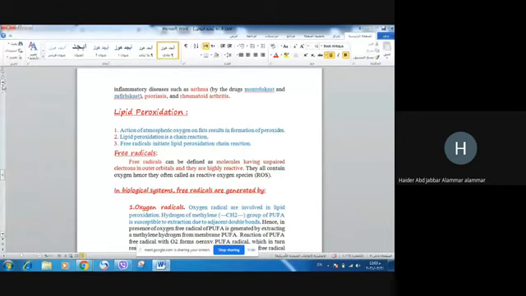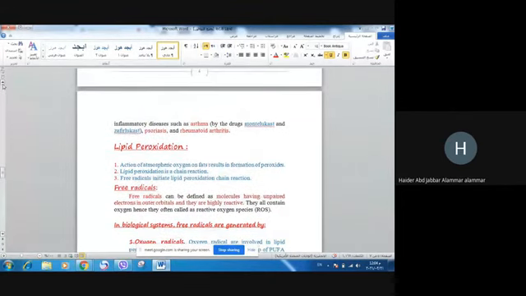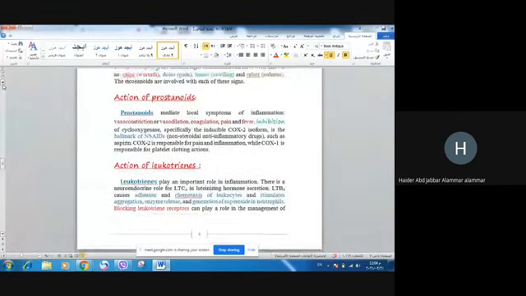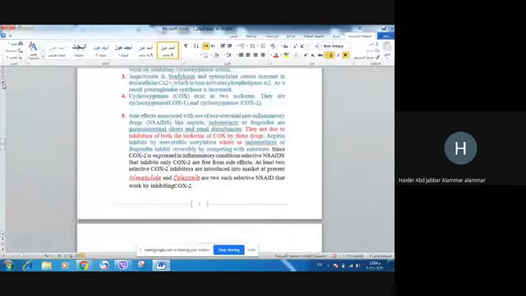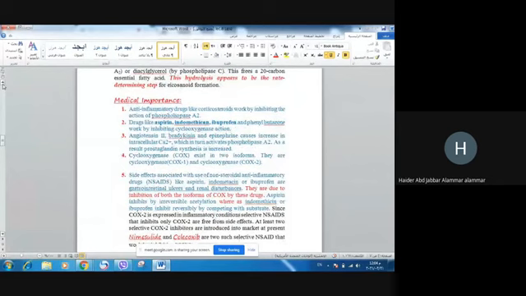I will return to the medical importance before I jump to another subject called lipid peroxidation. Back to the medical importance of eicosanoids in general. We have 6 medical importance points. First of all, the anti-inflammatory drugs like corticosteroids, as I told you, work by inhibiting the action of phospholipase A2.